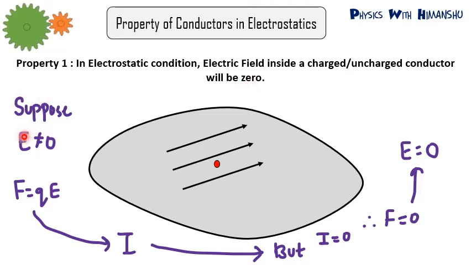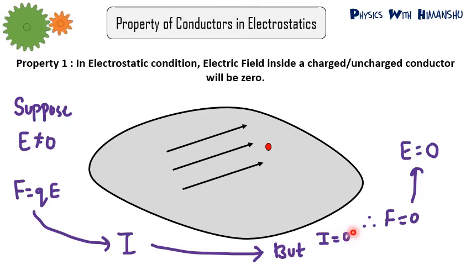Suppose electric field is not equal to zero. If electric field is not equal to zero, then suppose there is a charge Q inside the conductor. The force on that charge will be F equals QE. And if there is force on this charge, then the charge will move, because it's a conductor. In a conductor, the charges can move easily. If there is force, then there will be current because charge is moving.